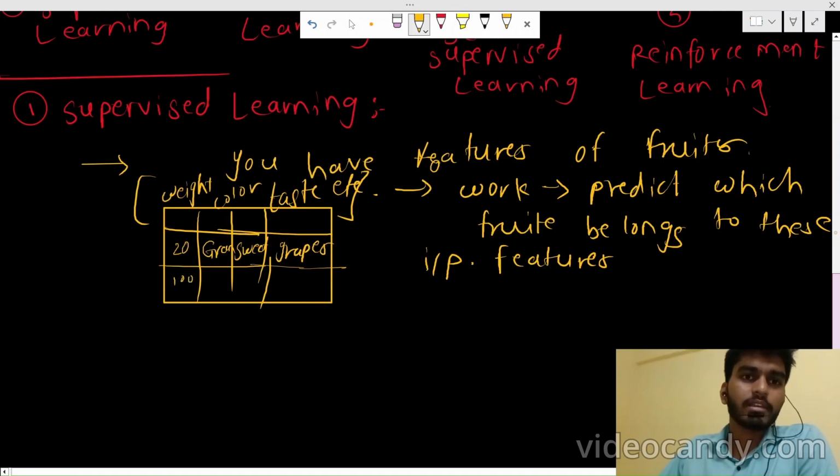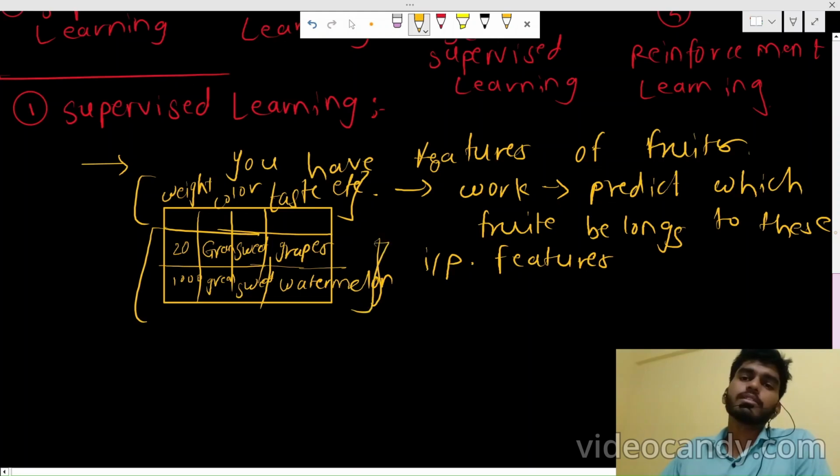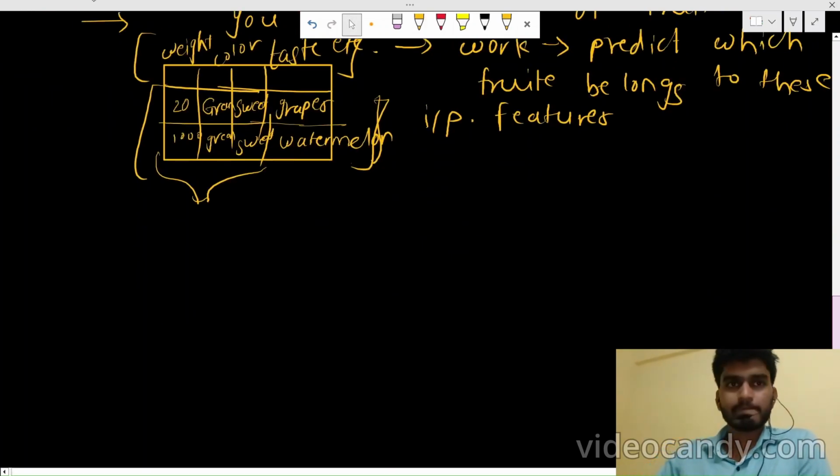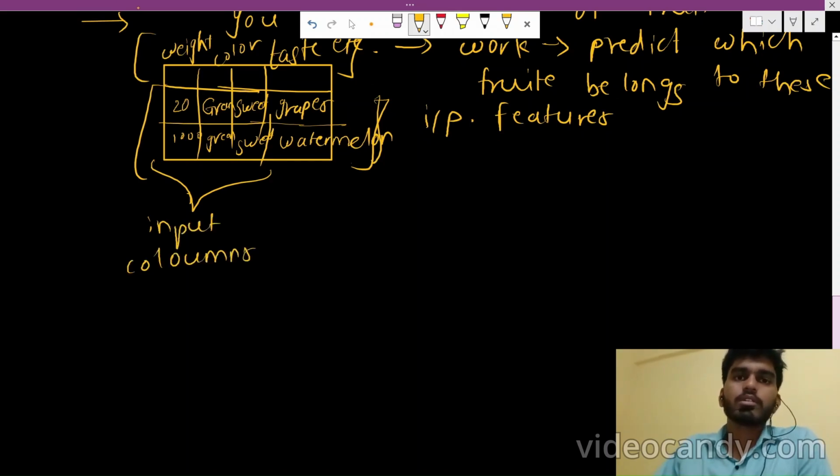If the weight is 1000 grams, and it's green and sweet, it is watermelon. So this kind of data is supervised data, where the input columns are under supervision of the output column. So these are the input columns and this is the output column.